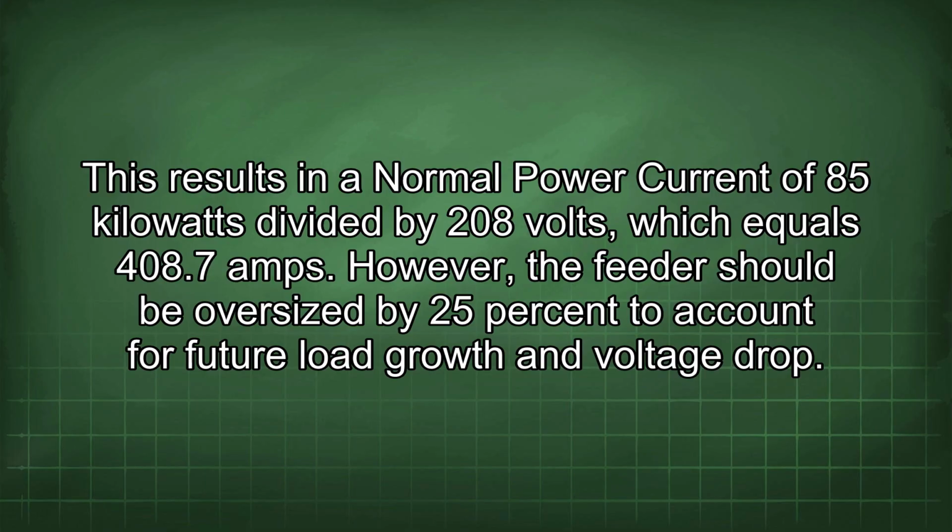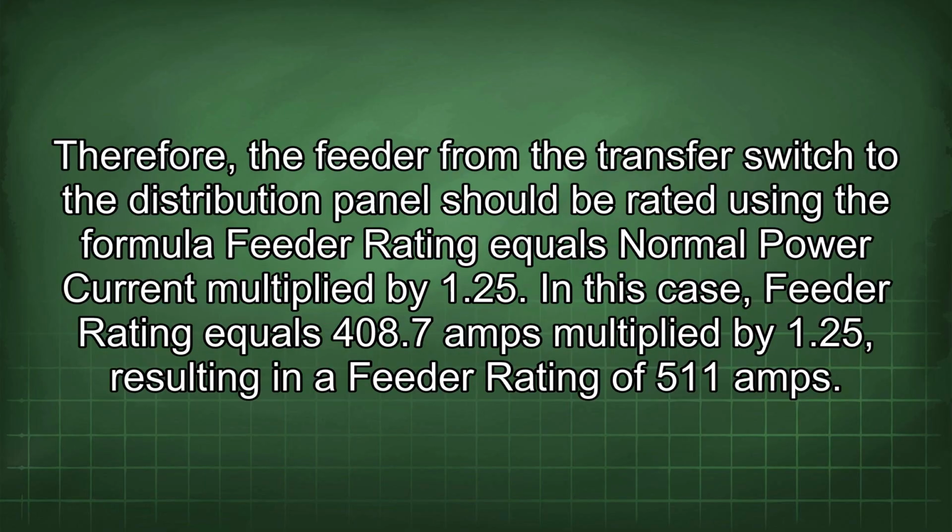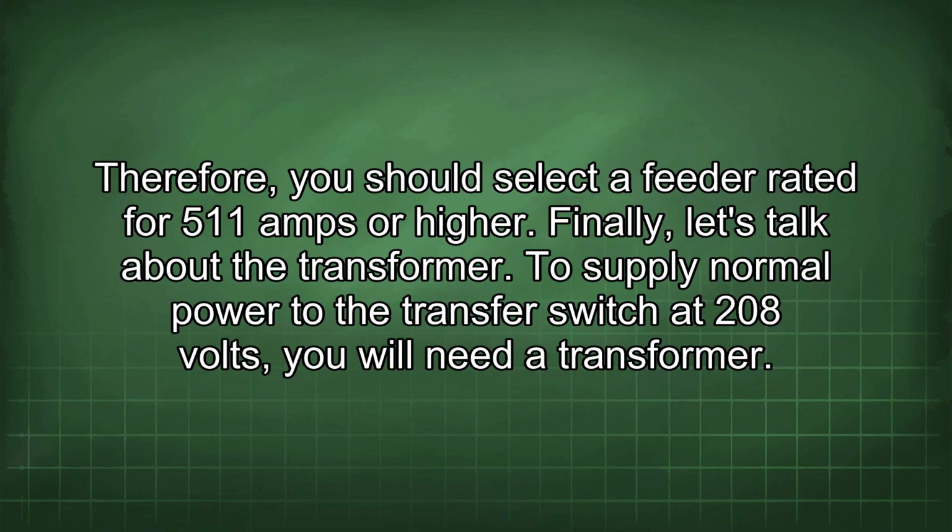However, the feeder should be oversized by 25% to account for future load growth and voltage drop. Therefore, the feeder from the transfer switch to the distribution panel should be rated using the formula: feeder rating equals normal power current multiplied by 1.25. In this case, feeder rating equals 408.7 amps multiplied by 1.25, resulting in a feeder rating of 511 amps. Therefore, you should select a feeder rated for 511 amps or higher.